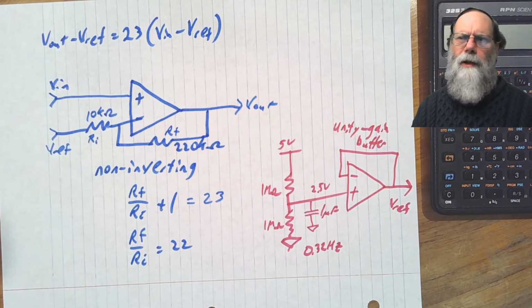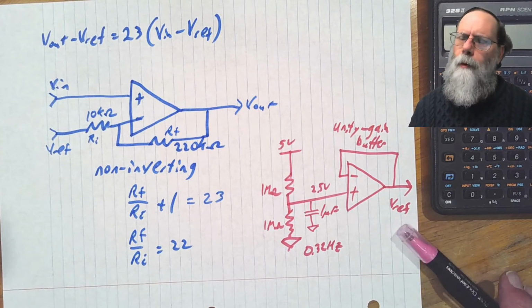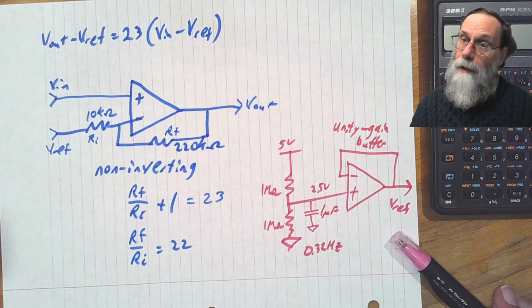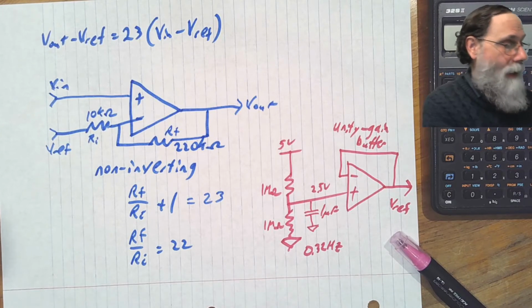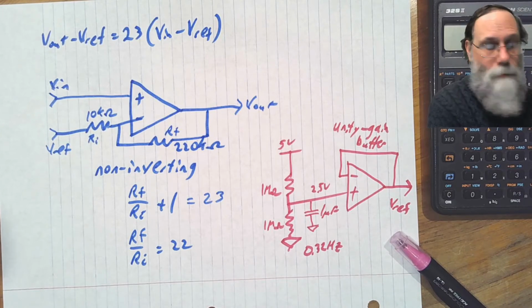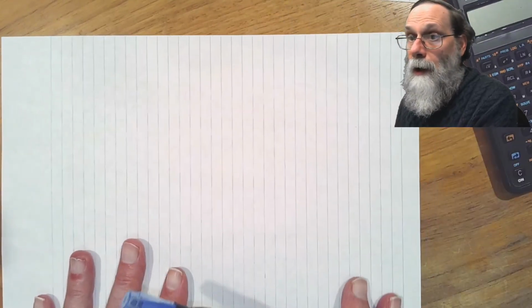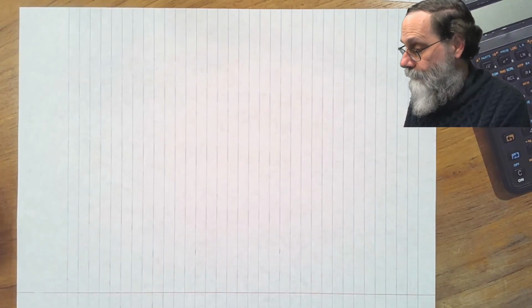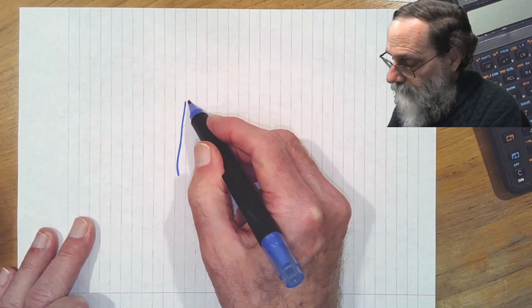Okay, let's look at one other problem then. What if we want a negative gain? Say a gain of minus 1. Can we get a gain of minus 1? Well, I'll just start a new sheet of paper here. We're going to again have a negative feedback amplifier.